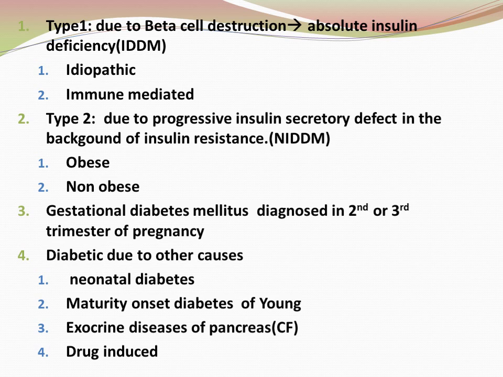Type 2, however, is due to a progressive insulin secretory defect in the background of insulin resistance, also called NIDDM. There are two subtypes in that, obese and non-obese. Gestational diabetes mellitus is diagnosed in the second or third trimester of pregnancy. Fourth is diabetes due to other causes: neonatal diabetes, MODY 1, 2, 3, maturity onset diabetes of the young, exocrine diseases of the pancreas, and drug induced.